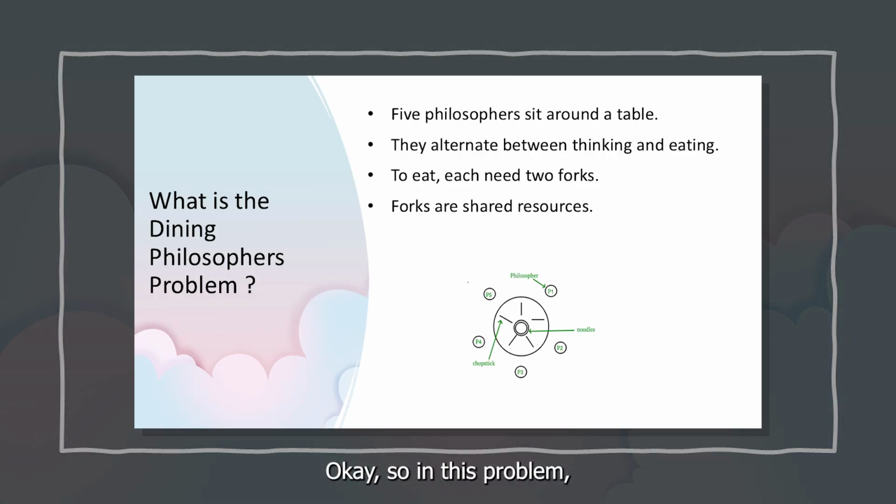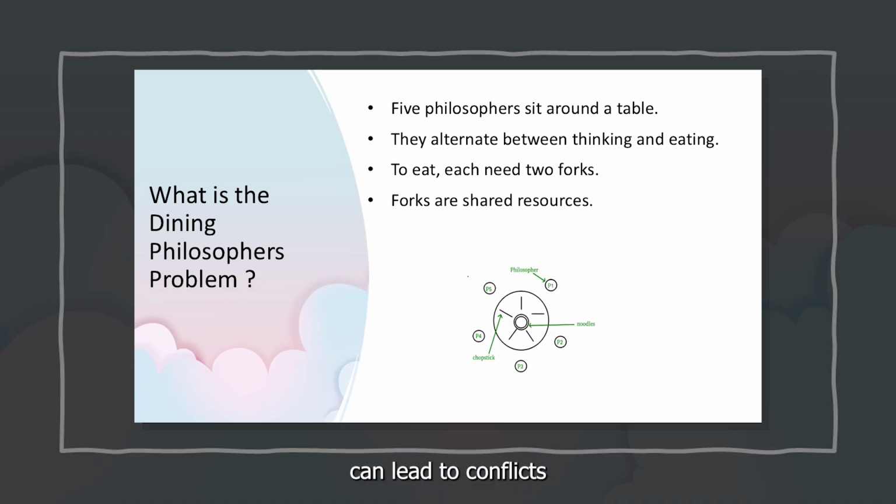Okay, so in this problem, we imagine five philosophers sitting around a round table. Each philosopher has one plate and alternates between two activities, thinking and eating. To eat, a philosopher needs two forks, one from the left and one from the right. But the important point is that the forks are shared between neighbors. This creates a situation where resource sharing decisions can lead to conflicts.